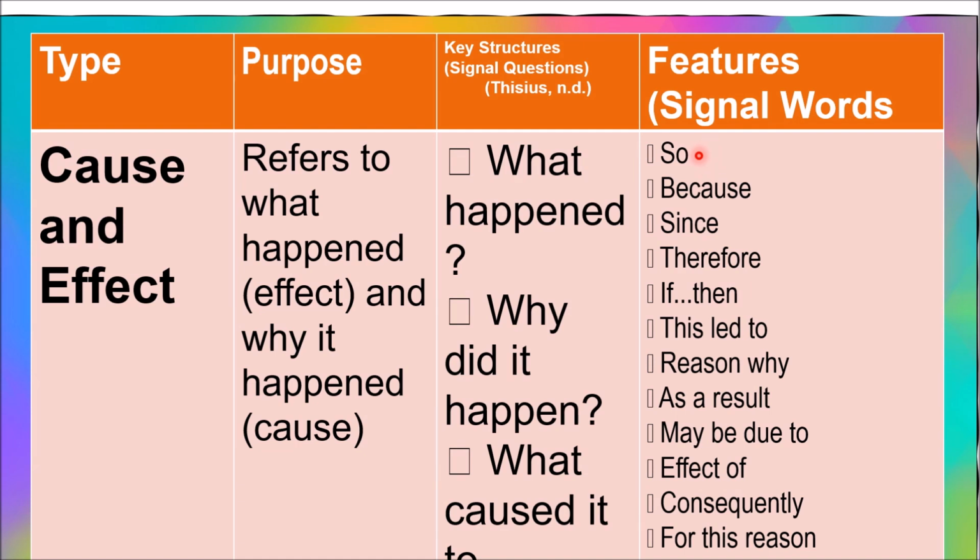Those are signal words: so, because, since, therefore, if then, this led to, reason why, as a result, may be due to, effect of, consequently, for this reason. So that's cause and effect: what happened and why it happened.